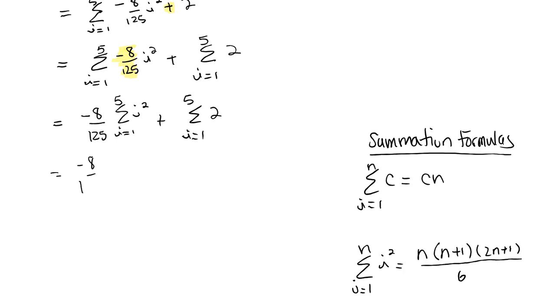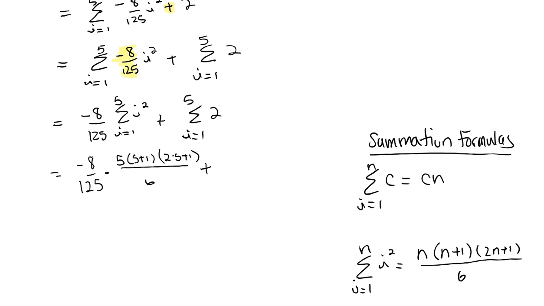I'm carrying down that constant of negative 8 over 125, and I'm going to multiply by, since this is the sum i equals 1 to 5 of i squared, I'm going to use this formula here. The n for ours is 5. So I'm going to put 5 here, here, and here. So this is 5 times 5 plus 1 times 2 times 5 plus 1 over 6.